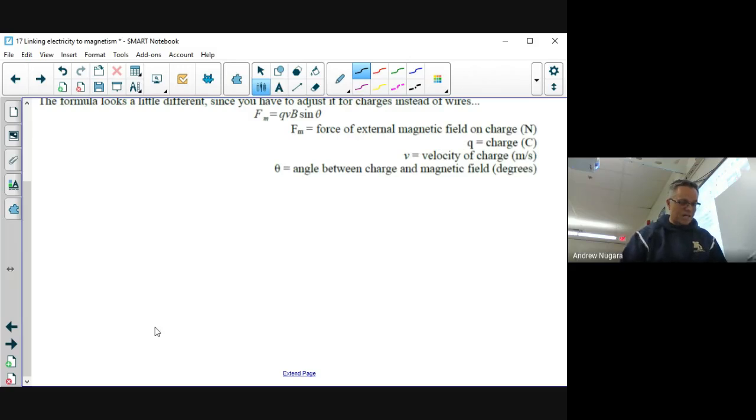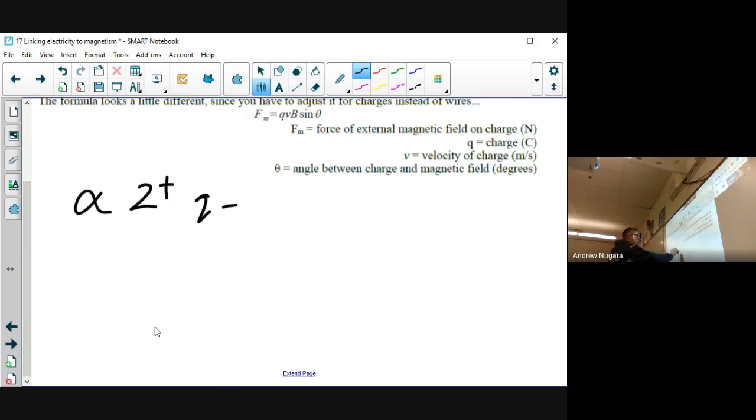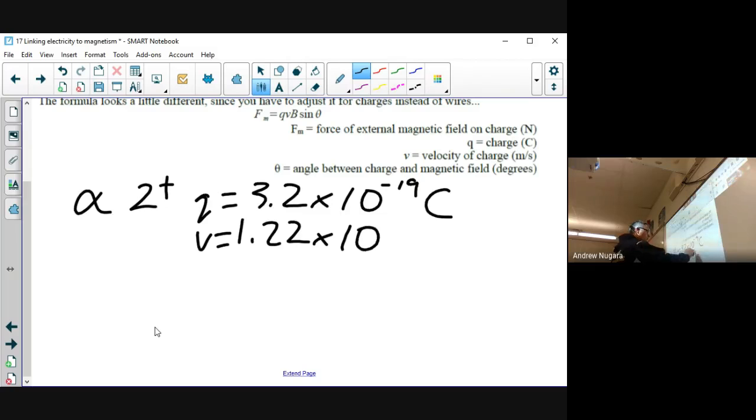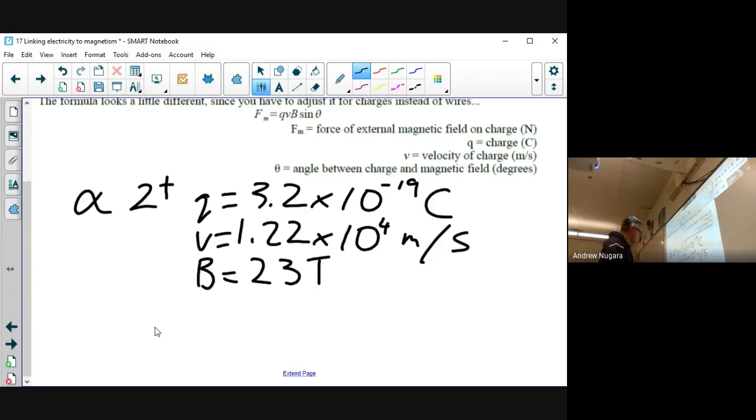Example 3 says if an alpha particle has a charge of plus 2, so therefore Q equals 3.2 times 10 to the negative 19 coulombs. If an alpha particle moves at a velocity of 1.22 times 10 to the 4 meters per second through a 23 Tesla magnetic field, determine the force it will experience.